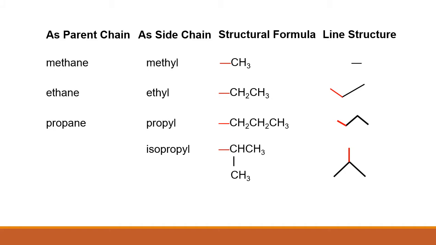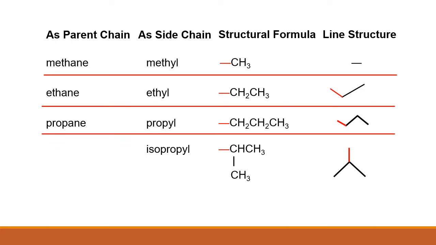Let's go over the first 4 alkyl groups. As stated earlier, when methane becomes a side chain, its name changes to methyl. The structural formula of an alkyl group is the same as the alkane minus 1 hydrogen atom. The last column of this table shows the line structures of each alkyl group. You should become familiar with these line structures as they will be used in the exam. Just remember that each corner or bend represents a carbon atom and the line represents a bond between them.